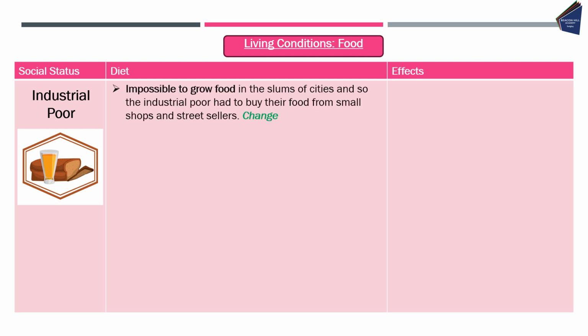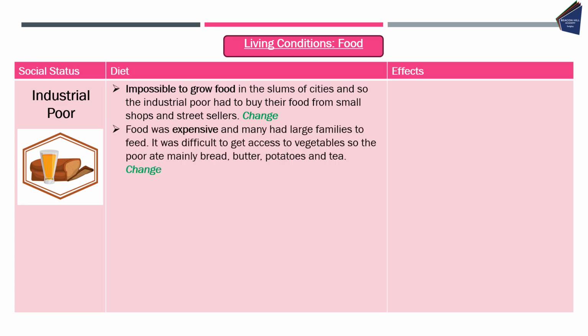So first of all, it was impossible to grow food in the slums of cities. Remember, people have now moved into the cities rather than being in the countryside. In early modern Britain and medieval, they would have been able to grow lots of their food themselves. But in the industrial period, this is no longer the case. So they have to buy their food from small shops and street sellers. And this is a big change to what we've seen previously.